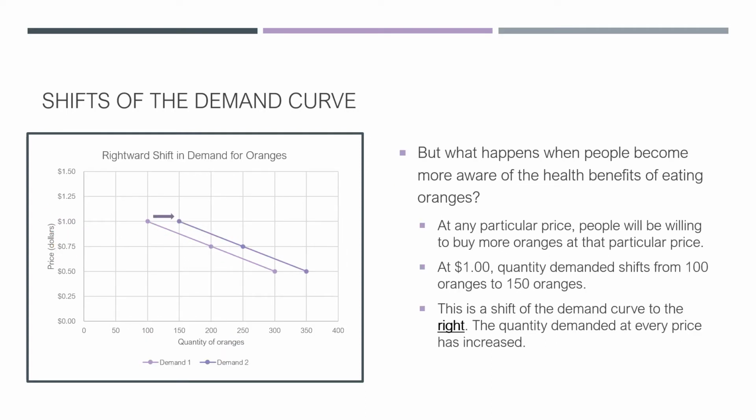Now, suppose that a successful advertising campaign makes people more aware of the health benefits of eating oranges. This will change people's tastes for oranges. At any particular price, people will be willing to buy more oranges than before. Looking at the graph here, we see that this causes the entire demand curve to shift to the right, from demand 1, labeled here, to demand 2, labeled here.